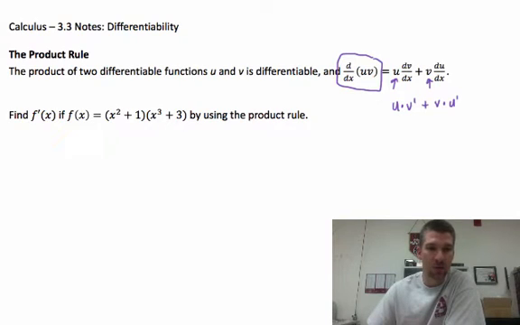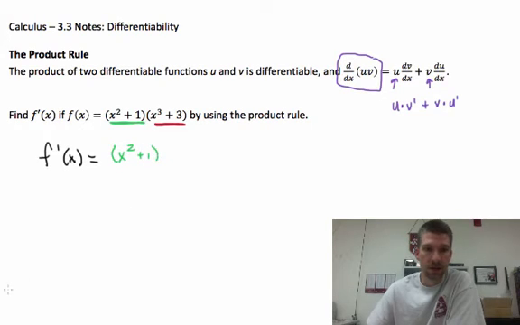So how does this work in action? Well, it works this way. If I've got x squared plus 1 here, and I've got x cubed plus 3 here, and I want to take the derivative of f of x, which are these two things multiplied together, then all I need to do is take the first term, so f prime of x is equal to the first guy, x squared plus 1, times the derivative of the second guy, and the derivative of x cubed plus 3 is 3x squared, and then plus the derivative of the first guy, which would be 2x, times just the second guy, x cubed plus 3.